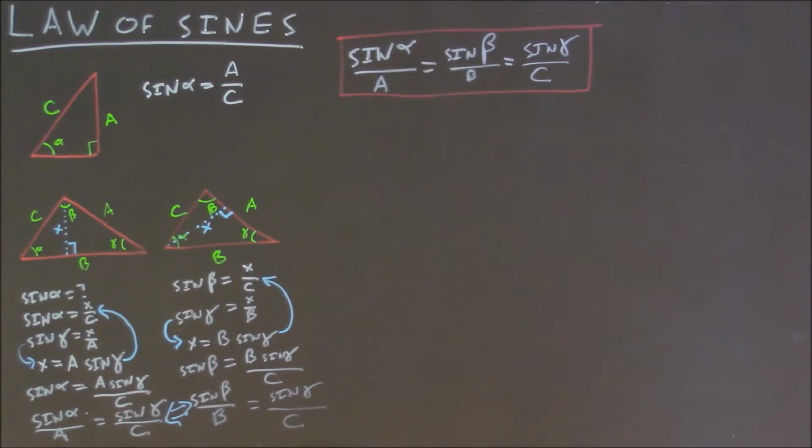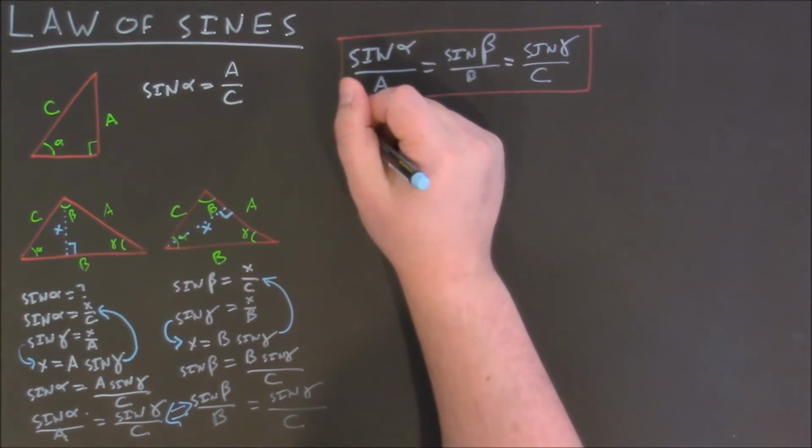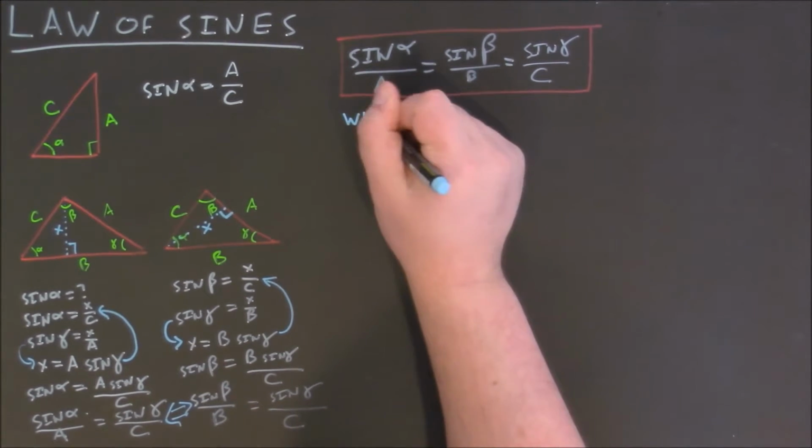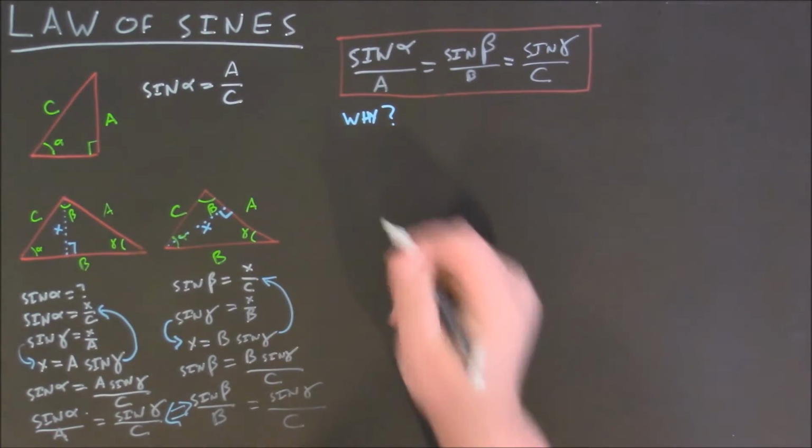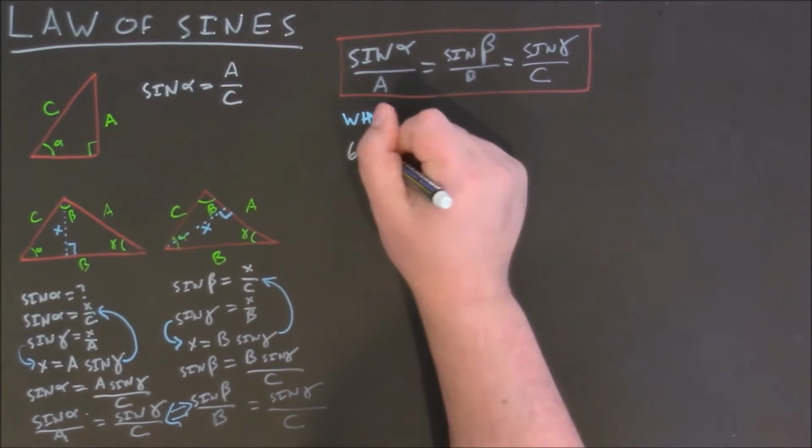So how is this useful? Why do we want to do this? Well, if you notice, we have 6 variables.